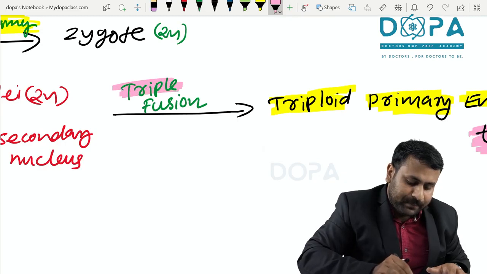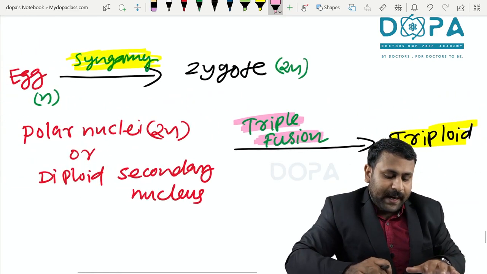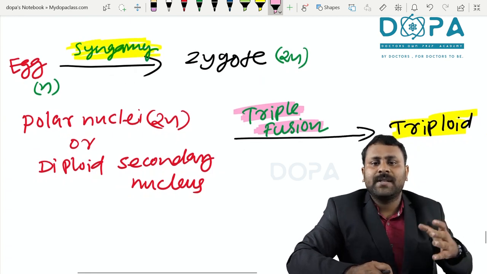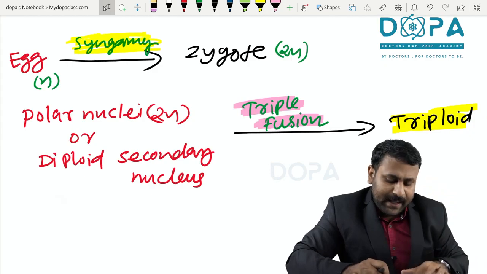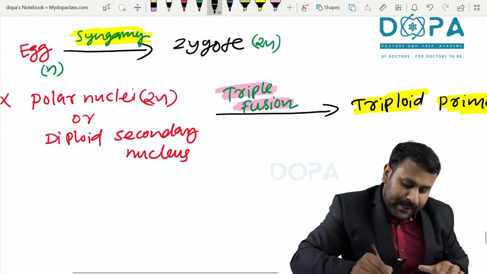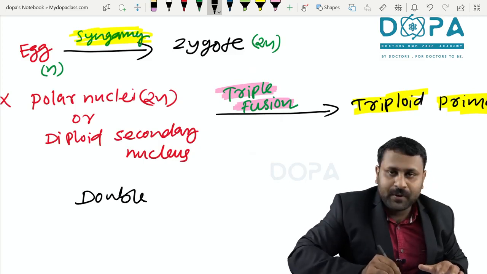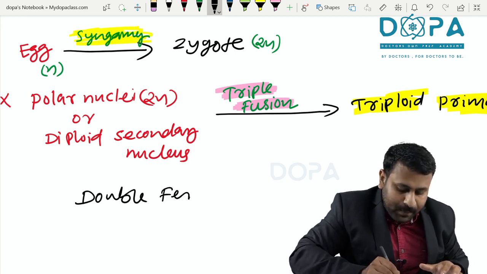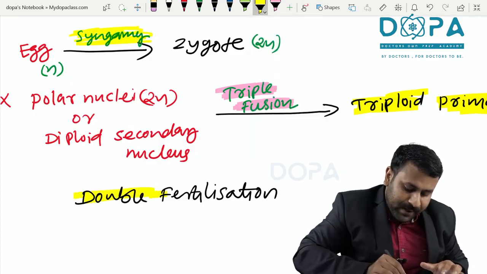Triple fusion. This process is called triple fusion. So there are two fertilizations, two fusions. Since two fusions are involved, angiosperm fertilization is known as double fertilization.